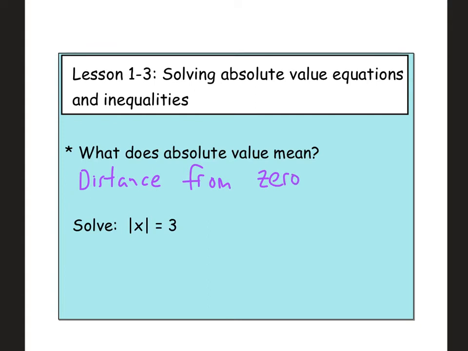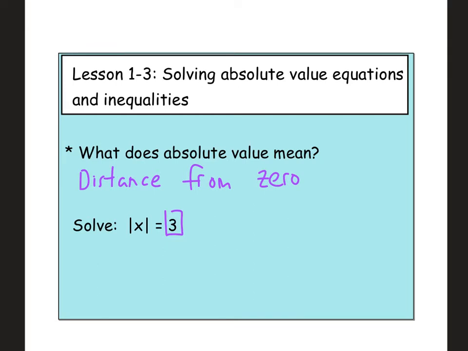Okay, and when you measure distances, they are always positive, right? You're never going to be negative 36 feet from something. You're 36 feet. So since it's a distance, it's going to be a positive value. So when we look at a real basic equation involving absolute value, like the absolute value of x equals 3, it's asking you which numbers are 3 units, that distance, in this case from 0 on a number line.